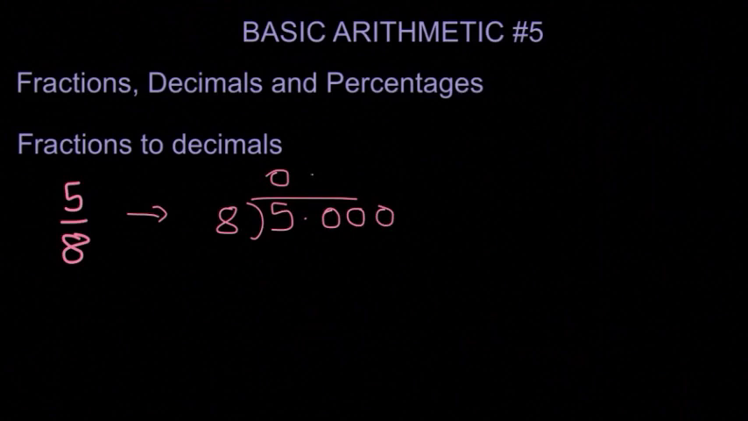8 doesn't go into 5, so we carry this 5 over, and now we consider 8 going into 50. 8 goes into 50 6 times, that would be 48, and there's a remainder of 2. 8 goes into 20 2 times, so we write 2, and there's a remainder of 4. And then 8 goes into 40 5 times, we write that down, there's no remainder, so we find that 5/8 as a decimal would be expressed as 0.625.